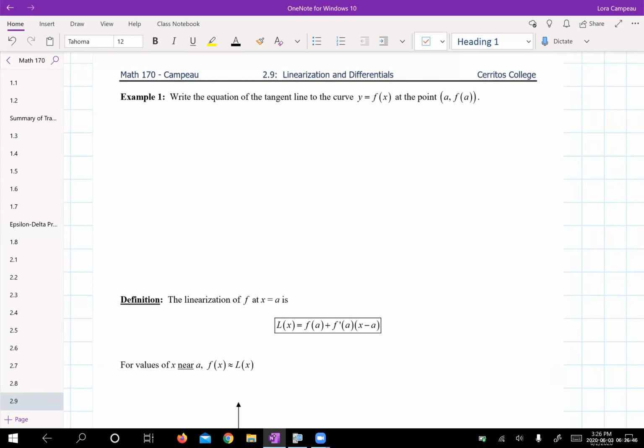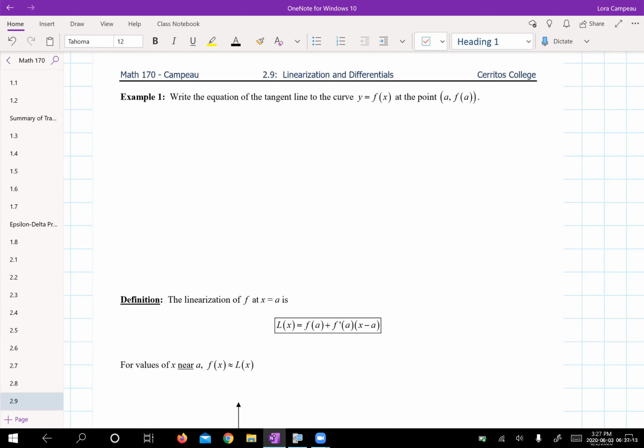Welcome back, Math 170. We're looking at the last section in Chapter 2, 2.9, Linearization and Differentials. So I'm going to start off by relating everything back to our classic finding the equation of a tangent line problem. But I'm going to use something a little more generic instead of concrete numbers.